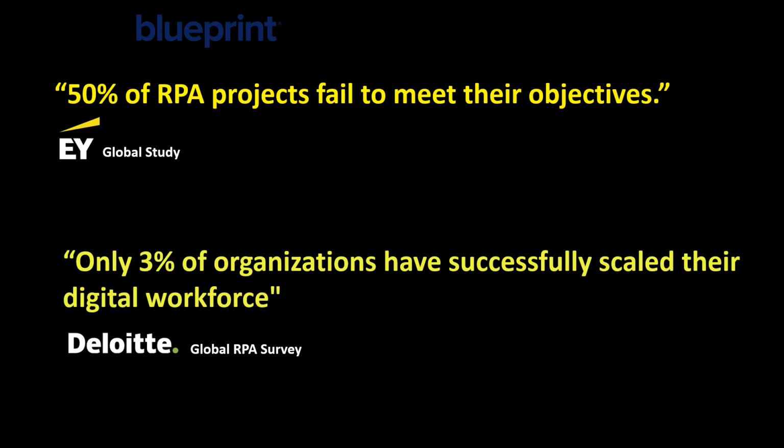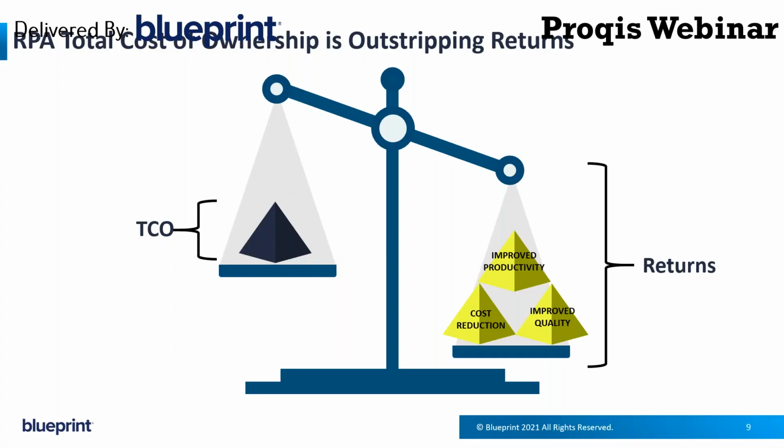Something that's contributing to those challenges and the inability to capture the maximum value that RPA offers is RPA's total cost of ownership. Here's the business case for RPA at its most basic. The returns of automation in the form of productivity, quality, and cost savings should by and large dramatically and drastically outweigh RPA's total cost of ownership.